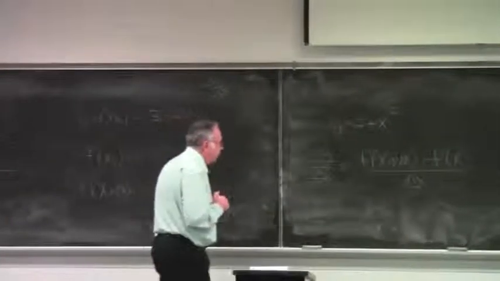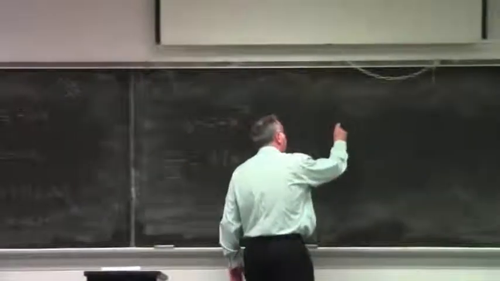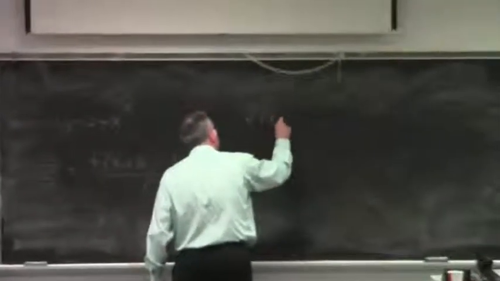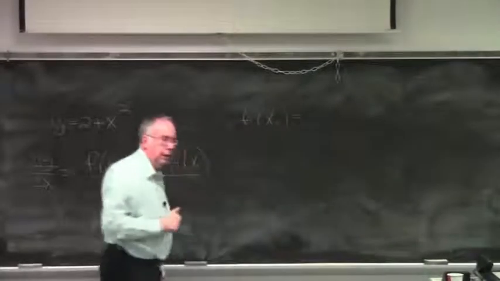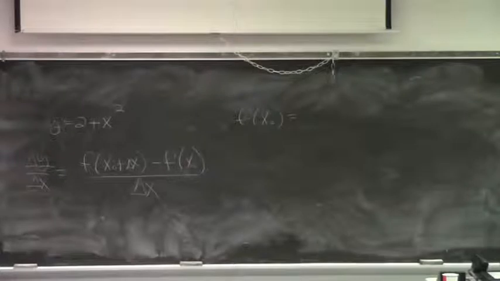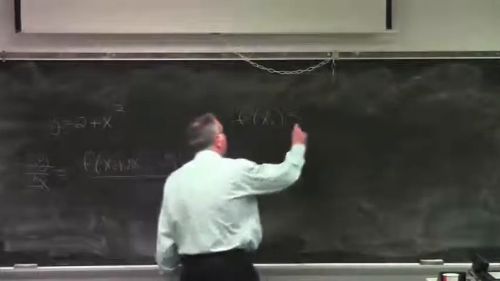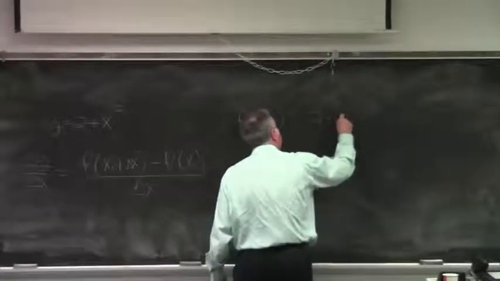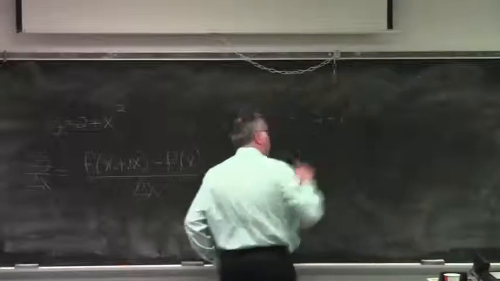Given this function, what is f evaluated at x sub 0? What is f evaluated at x sub 0 in this case? Exactly. Heather, it's 2 plus x sub 0 squared. Okay.